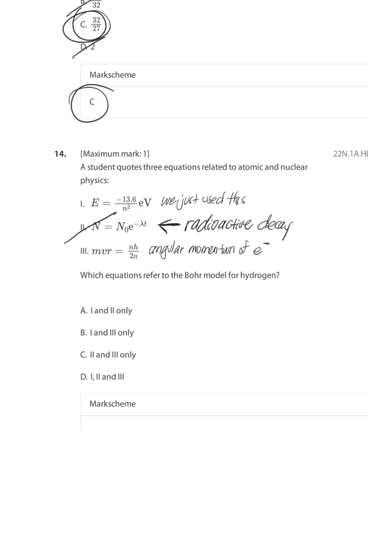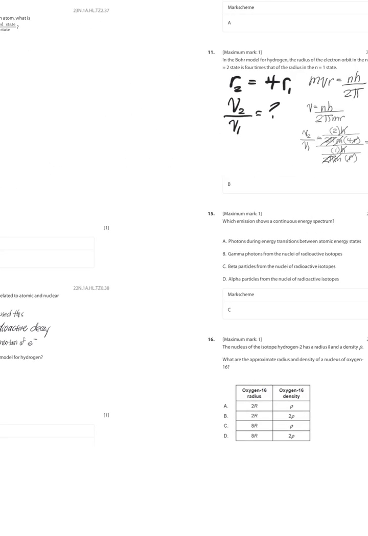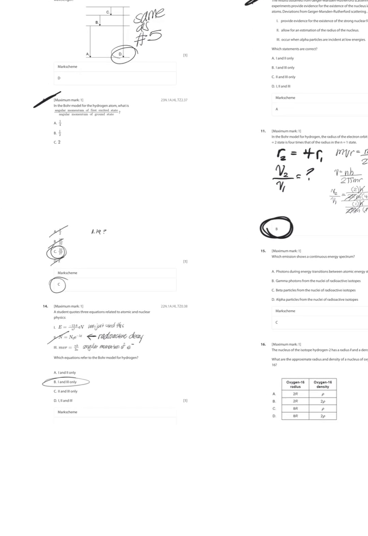But the second one we haven't gotten to yet, that's for radioactive decay. And N refers to the number of nuclei, and so yeah, that's an exponential decay there. And that is not for hydrogen, that's for everything radioactive. And so not 2. And so it's just 1 and 3, B, which agrees with the mark scheme, which is actually over here because reasons.